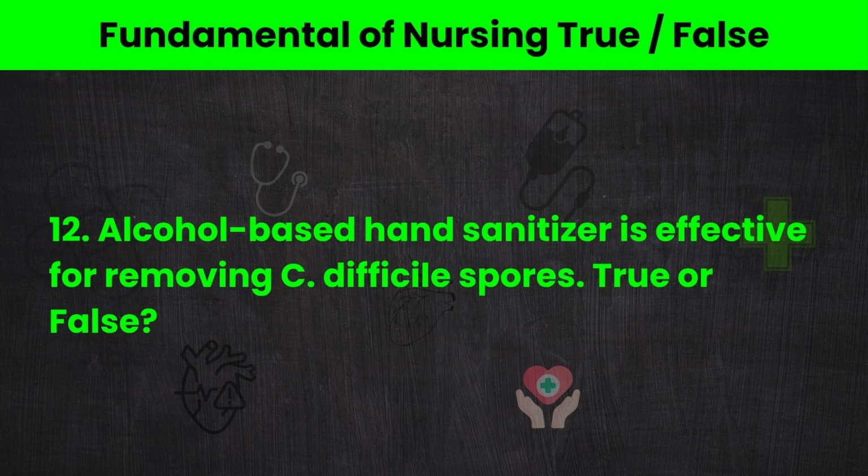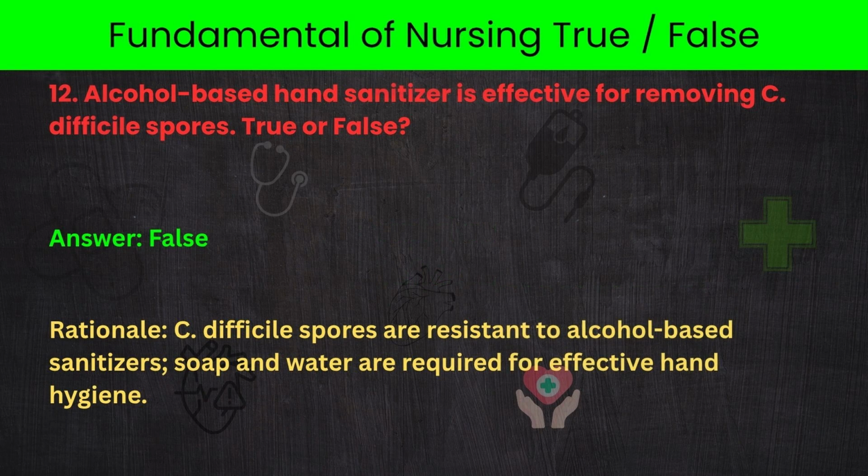12. Alcohol-based hand sanitizer is effective for removing C. difficile spores. True or false? Answer: false. Rationale: C. difficile spores are resistant to alcohol-based sanitizers. Soap and water are required for effective hand hygiene.